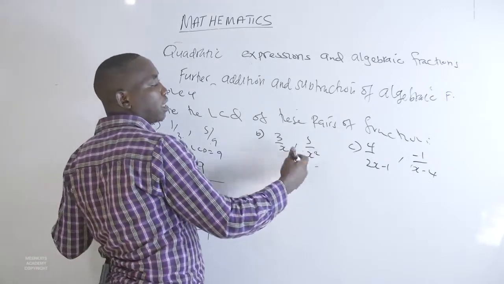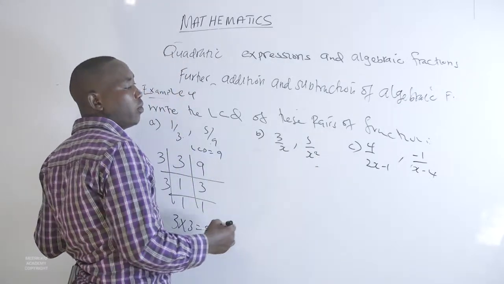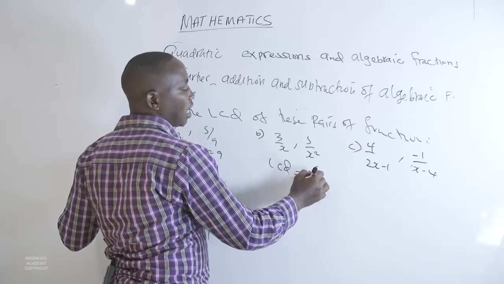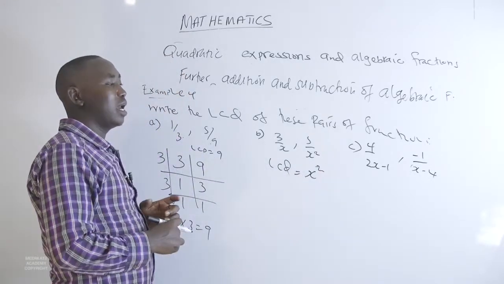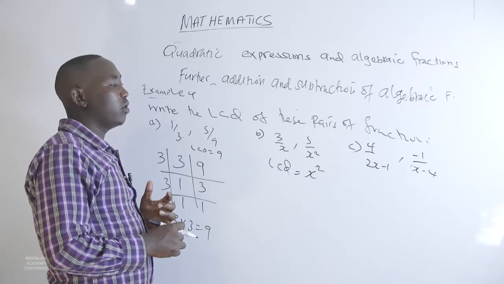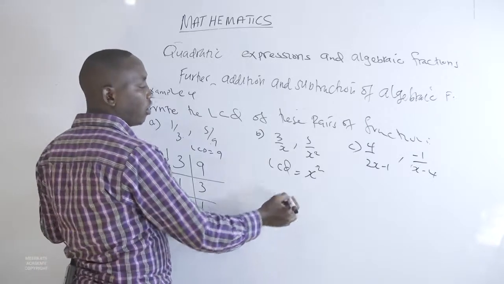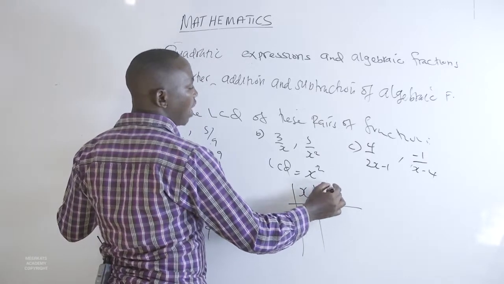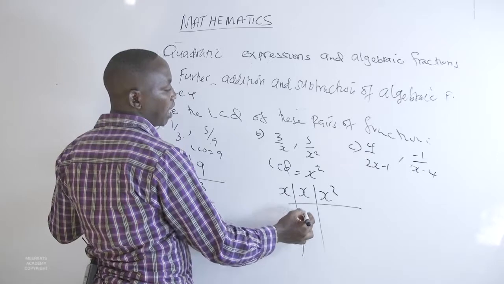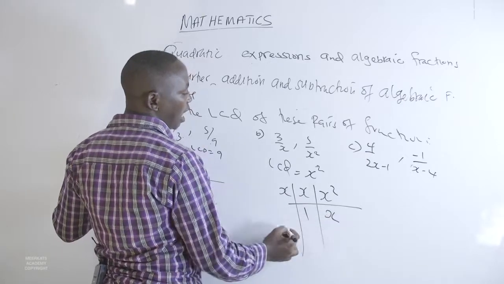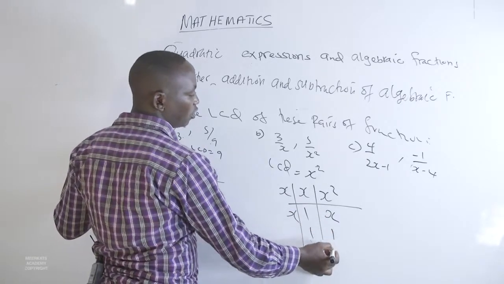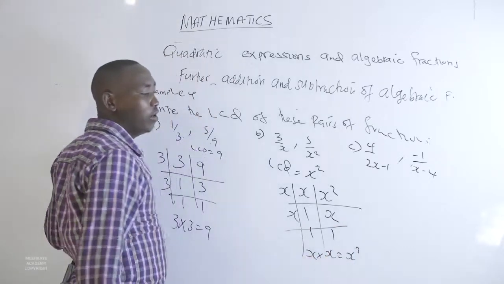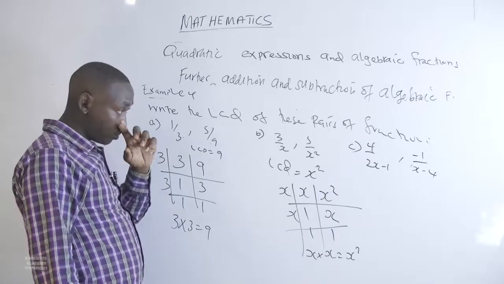In this particular case, you can pick the highest factor, which is x squared. And therefore you can say that the LCD of x and x squared is x squared. Or still, you can come up with your table where you have x and x squared. The first term will be x, that will be 1, that will be x. The next term will be x, this will be 1, this will be 1. This will give you x times x, which still gives x squared.